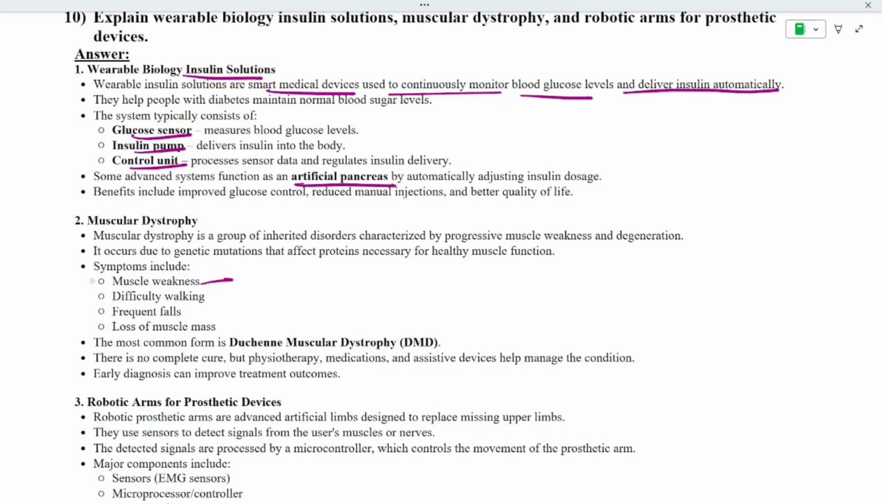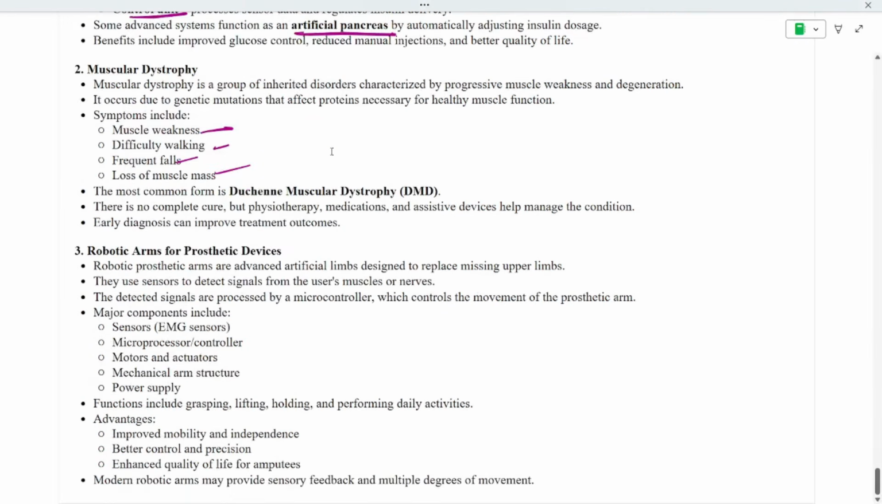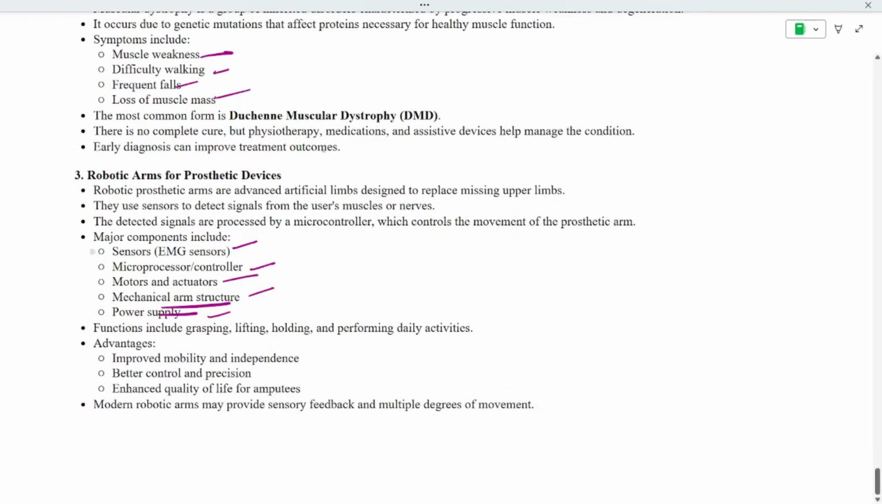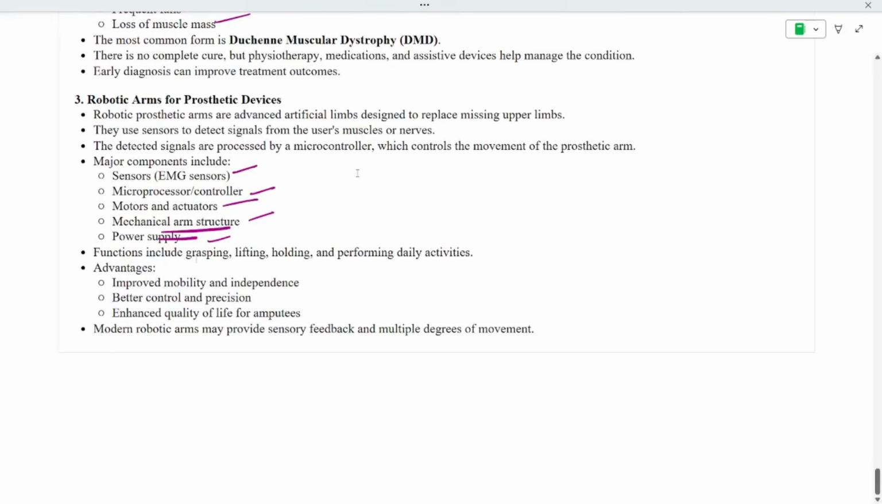Muscular dystrophy has muscle weakness, difficulty in walking, frequent falls, and loss of muscle mass. Robotic arms have major components such as sensors, microcontroller, motors, actuators, mechanical arm structure, and power supply. Their functions include grasping, lifting, holding, and more.